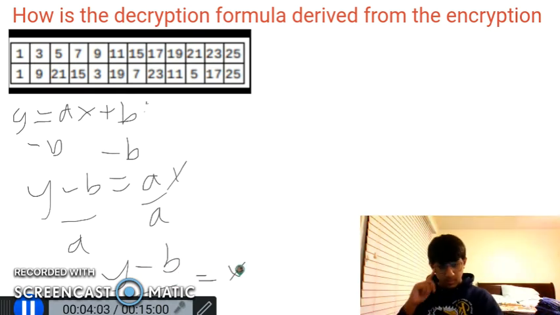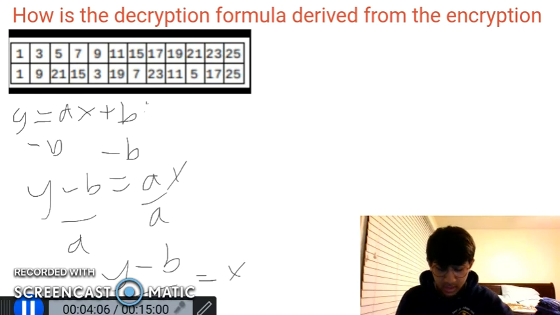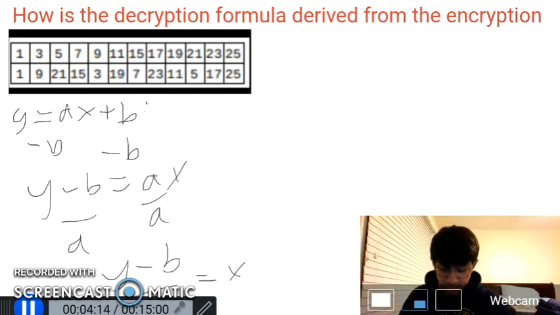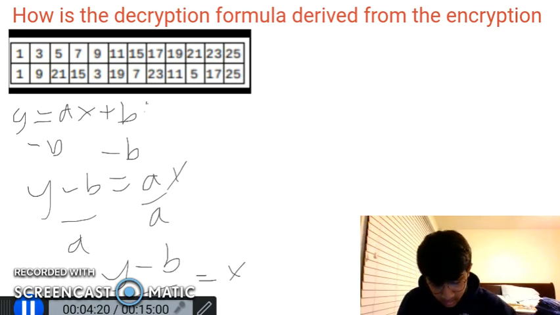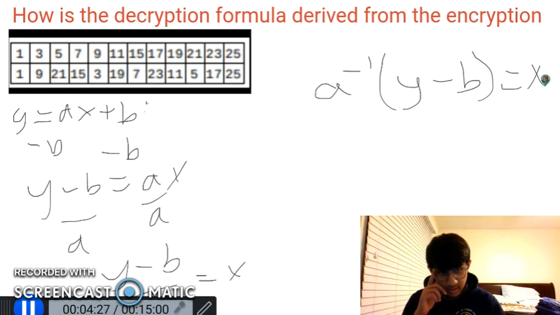Now we can't have denominators in the affine cipher, just because we have to try solving for whole numbers like these ones right here. So we have to refrain from using fractions. Another way to write y minus b over a is simply a inverse 1 times y minus b equals x, because a to the power of negative 1 is nothing but 1 over a.